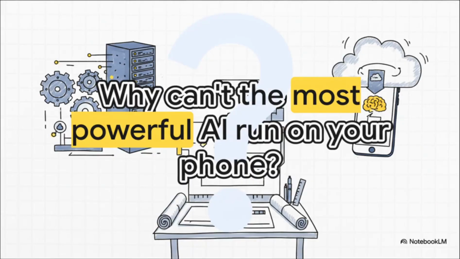So you've probably wondered this, right? The most powerful, absolutely mind-blowing AI models seem to live way up in the cloud somewhere, running on these massive servers. So why can't we just download one to our phone? Well, it turns out it's not a software issue. It's a very real physical barrier that we're about to break down together.